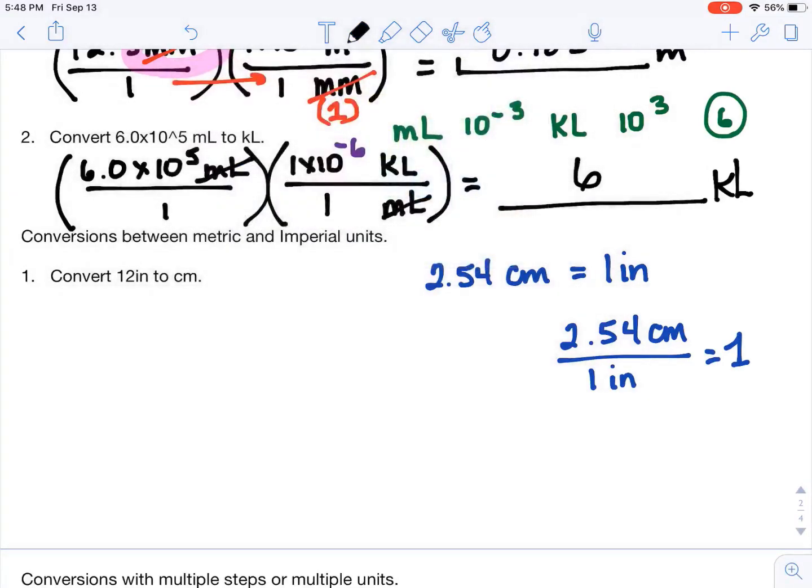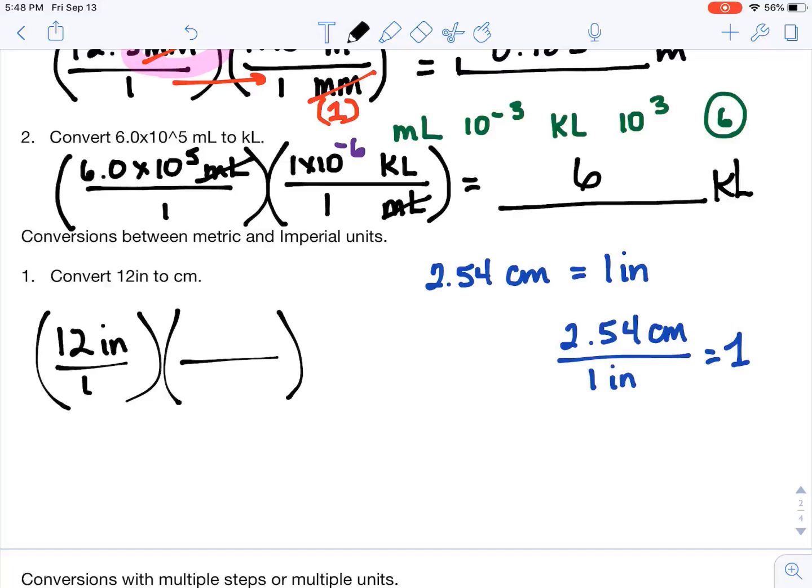And then I can set up my relationship just like I have in the previous 2 examples with my given information first. So 12 inches over 1. Then I'm going to set up my relationship. I want inches on the bottom and centimeters on the top because I want inches to cancel. I'm going to have 1 inch because that's what I have over here in my relationship, and 2.54 centimeters because that's the other component of my relationship.